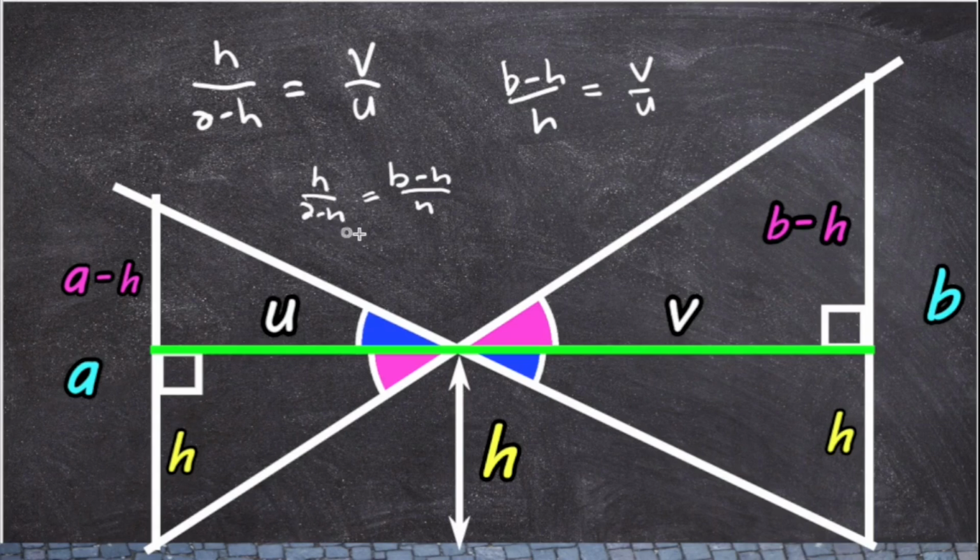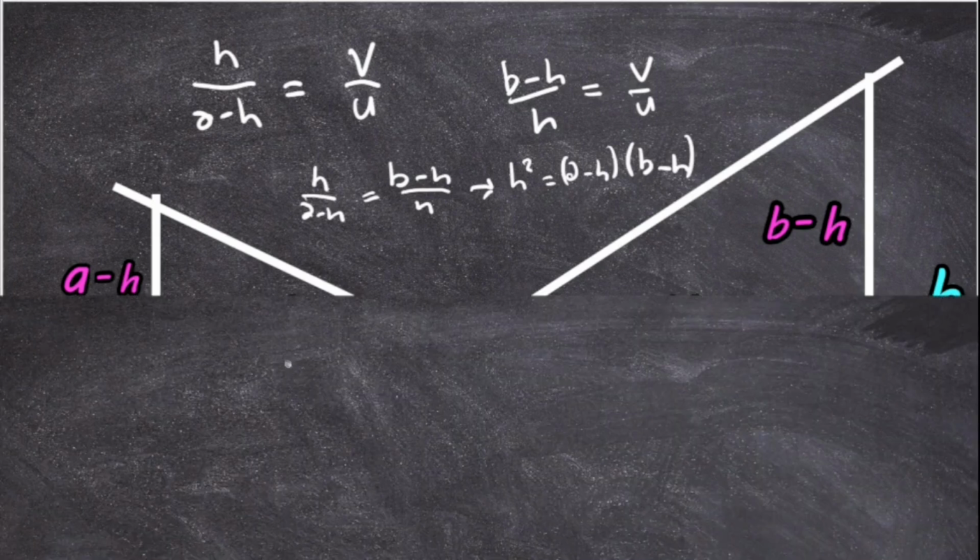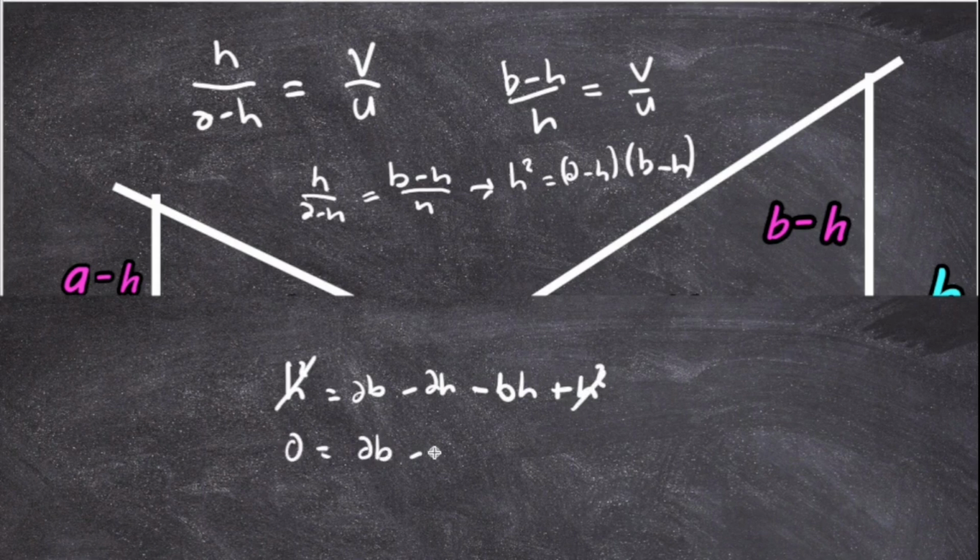And if we use cross multiplication on both denominators, that means that h squared equals a minus h times b minus h. Let's give ourselves some more writing room. And if we expand those brackets, we get that h squared must be equal to a times b minus ah minus bh. And the two negative h's multiplied, that gives us plus h squared. We have h squared on both sides, so they cancel. And that gives us that 0 equals a times b minus ah minus bh.